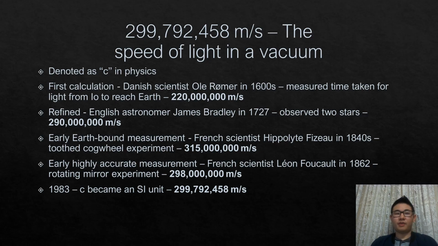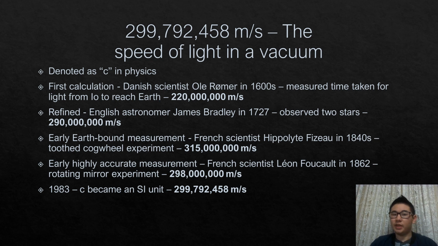So the speed of light in a vacuum is denoted as c in physics and is a physical constant at this point and doesn't change. The first calculation for the speed of light was done by Danish scientist Ole Rømer in the 1600s, where he measured the time taken for light to travel from Io, which is one of Jupiter's moons, to Earth, while Earth was at different positions in its orbit around the Sun. And he calculated a figure for the speed of light, which was pretty close.